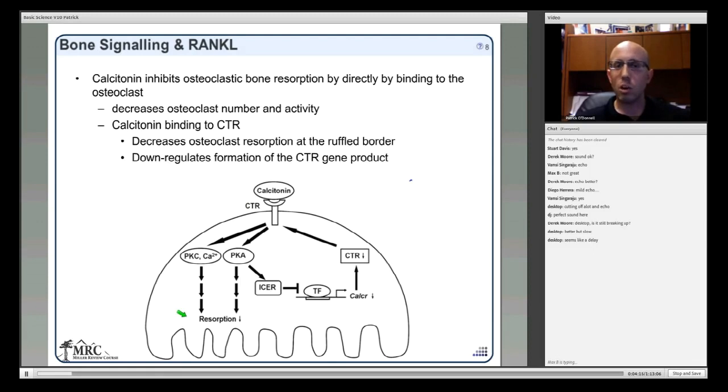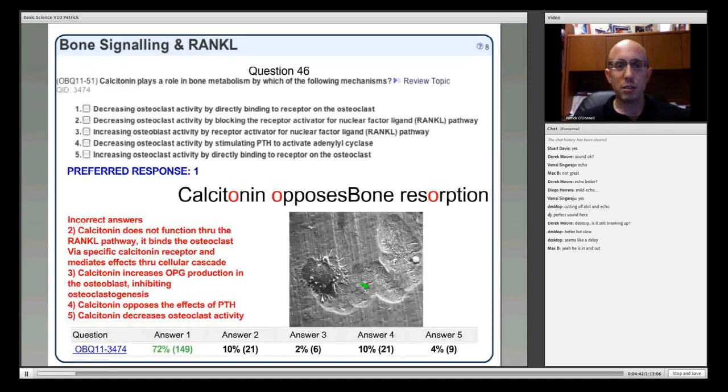You don't need to worry about PKA, PKC. Those aren't going to show up. Those are very common intracellular signaling molecules, but not important for our testing purposes. In addition to downregulating the resorption, what calcitonin also does is it decreases the gene expression of the calcitonin receptor, seen here in italics. So it's a negative feedback loop. Calcitonin binds to the receptor, decreases resorption, and also decreases its gene product.